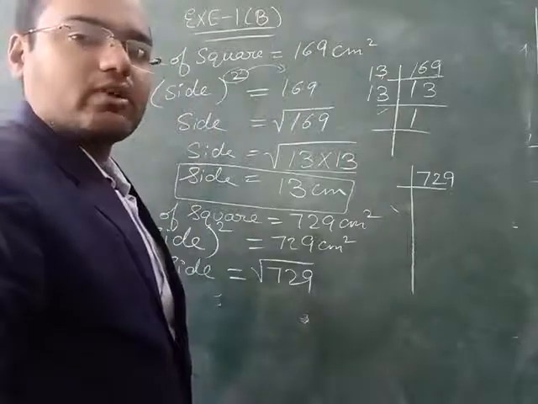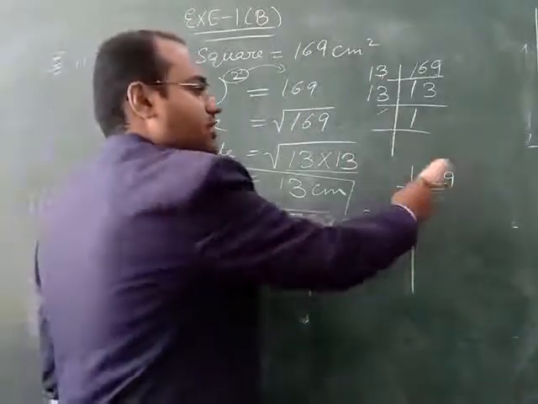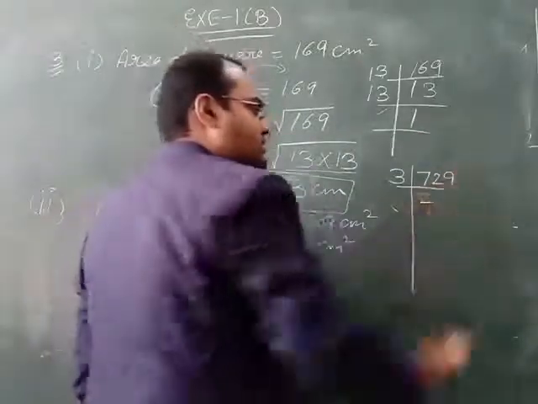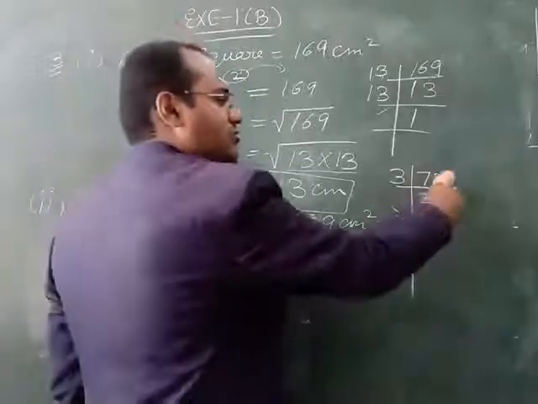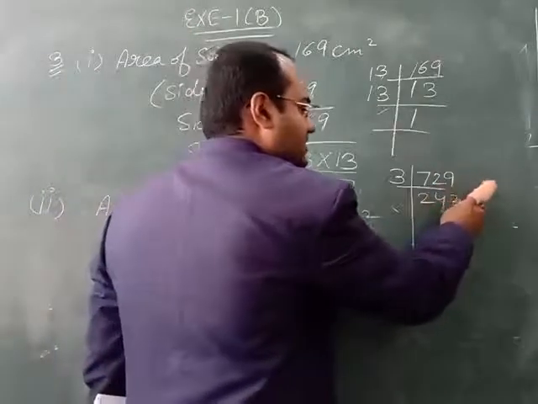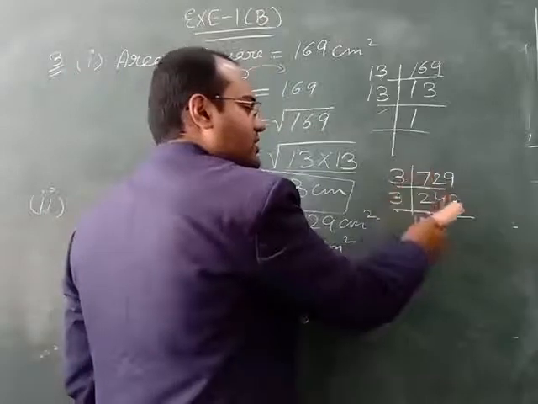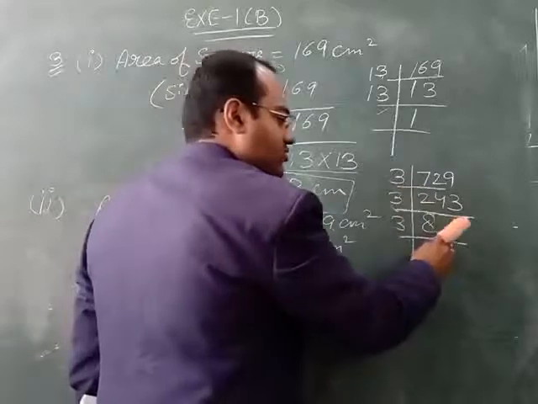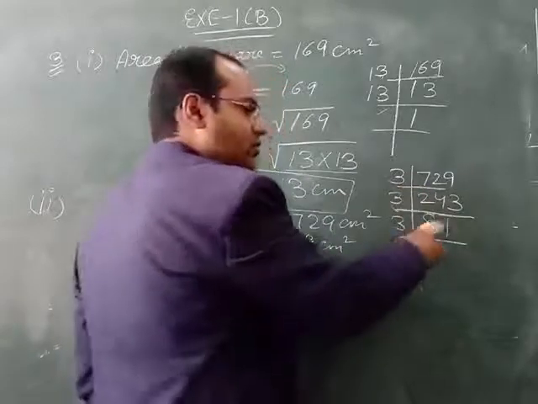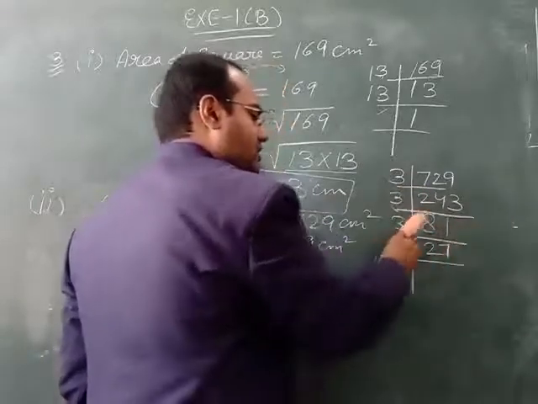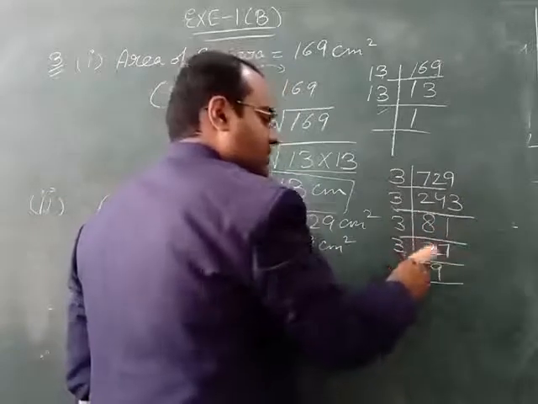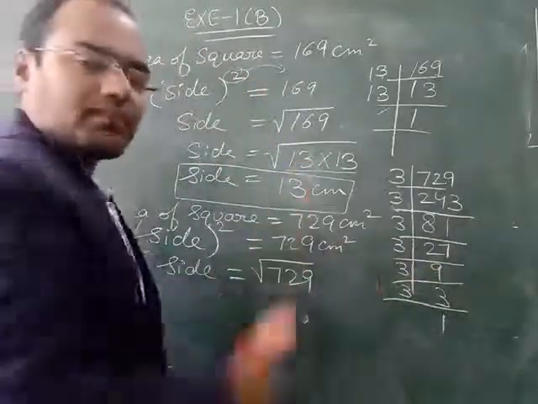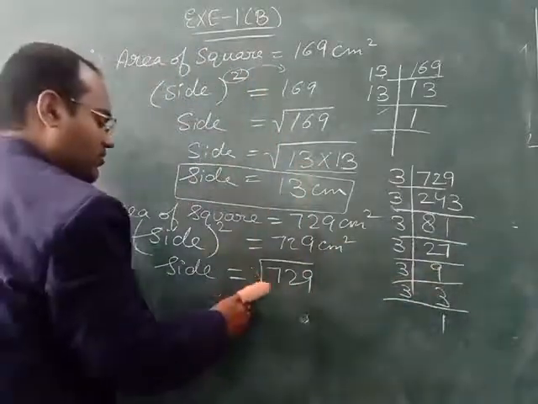So first of all, what will we do? We will divide this 729 by 3. It is divisible by 3. 3 twos are 6. Remainder will be 1. 1 and 2 will become 12. 3 fours are 12. 3 threes are 9. Again we will divide it by 3. 3 eights are 24. Again we will divide it by 3. 3 twos are 6. Remainder will be 2. 2 and 1, 21. 3 sevens are 21. 3 nines are 27. 3 threes are 9. 3 ones are 3.